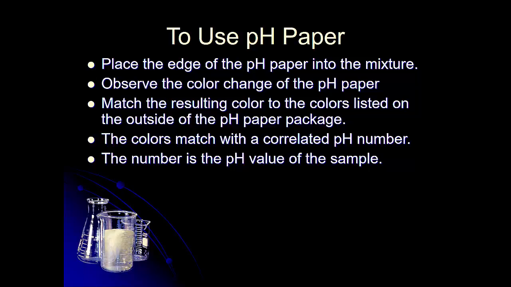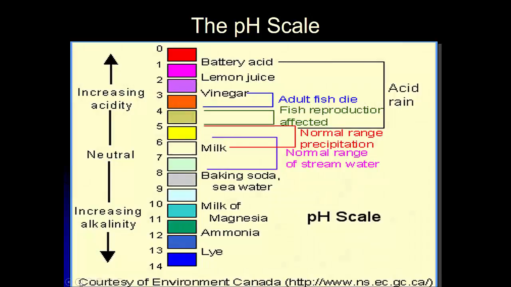There's usually a bunch of colors, depending on what kinds you get. That color matching chart may come out of your container, or you may just have to line it up on the outside. The colors match with a correlated pH number, and the number is the pH value of the sample. Depending on what brand you got will determine what color it changes. So you might have a lighter red as compared to a brighter red, but they should be very similar. What's most important is that you get pH values based on the color that your paper changed.